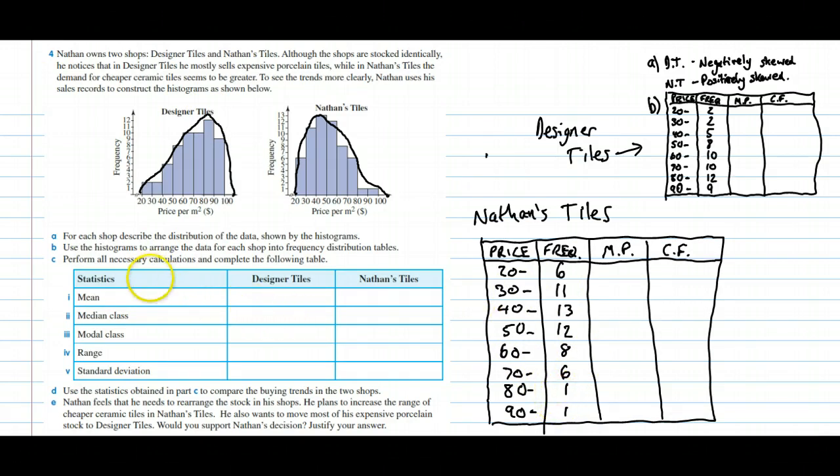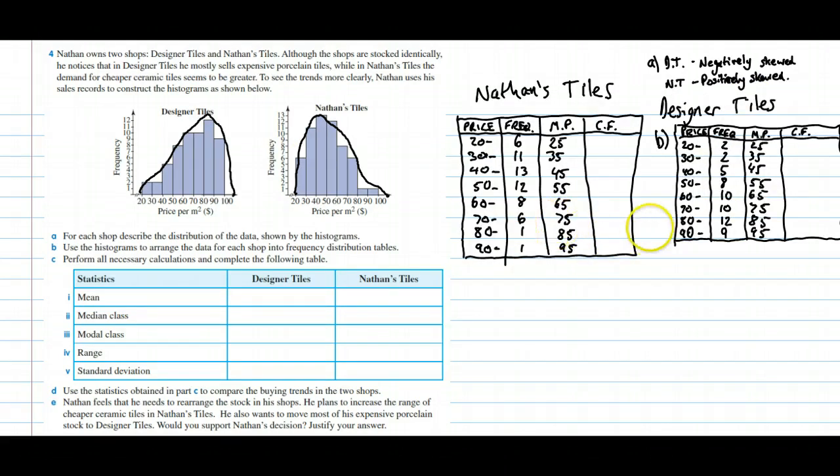Okay, now to calculate the necessary statistics for Part C, the mean, median class, modal class, range, standard deviation, we're going to use the calculator to speed that up, and we're also going to have to add a couple of columns to each of these tables. Okay, so we've got room for the midpoint column in each table, so let's add in the midpoints for each group. And I've just shrunk them down a little bit and moved them as well. So now we've got the midpoints for each group. We can enter the data for each one.